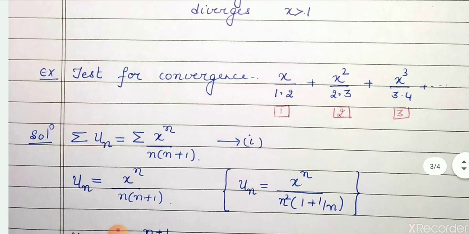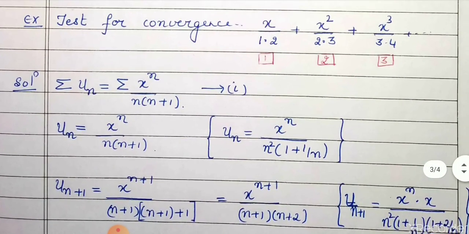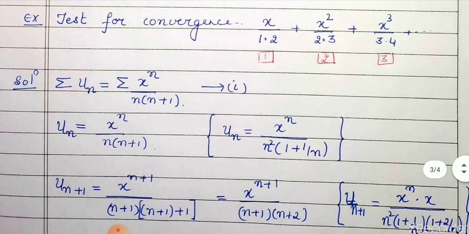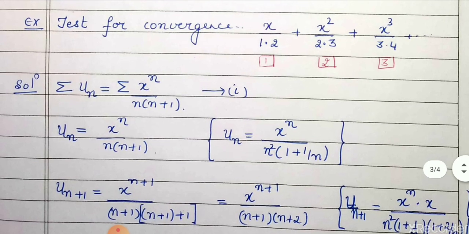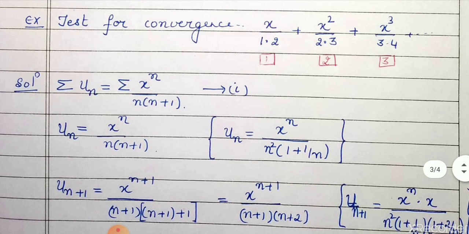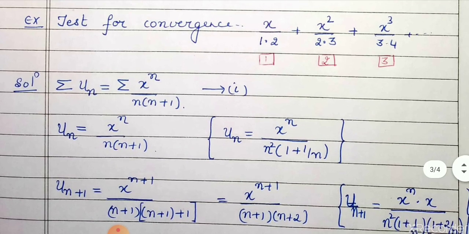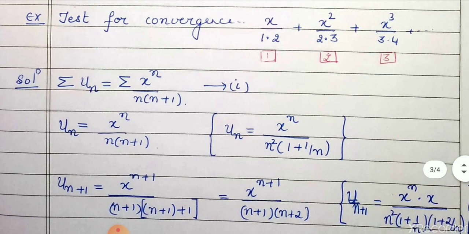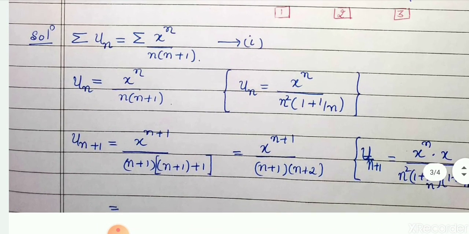Next example. Test for convergence, x divided by 1 into 2 plus x square divided by 2 into 3 plus x cube divided by 3 into 4 plus and so on. So here you can see the first term has got x, second term x square, third term x cubed. So the n-th term will have x raised to n. In the denominator, the first term is 1 into 2, the second term is 2 into 3, the third term is 3 into 4. So the n-th term is going to be n into n plus 1. Un is equal to x raised to n divided by n into n plus 1.